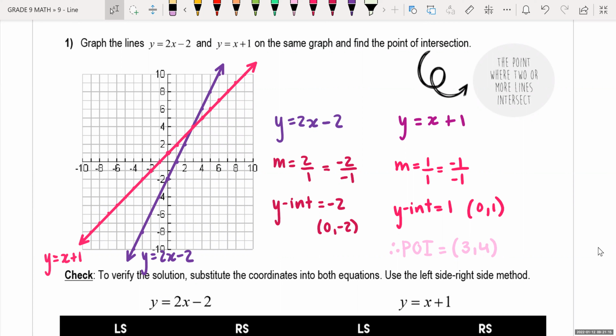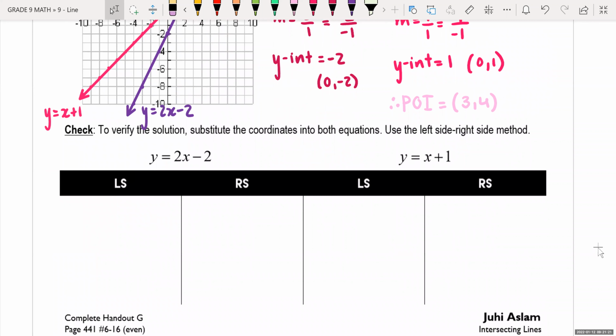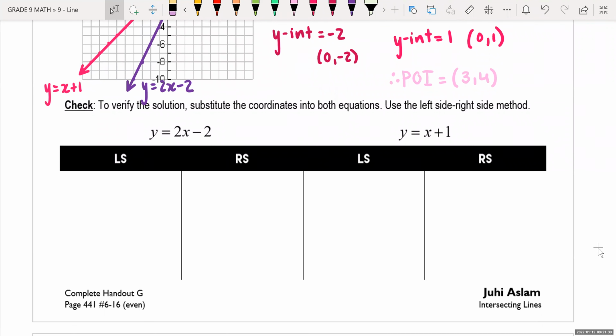So we think our solution, the point where these lines intersect, is 3, 4. Check. To verify the solution, substitute the coordinates into both equations and use the left side, right side method. Okay, so we think the point of intersection is 3, 4. The only way to make sure of that is we're going to put this point into both of the equations. And if the point of intersection is 3, 4, then the left side should equal the right side. All right, so let's try it.